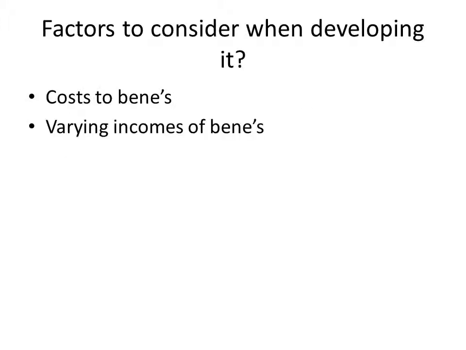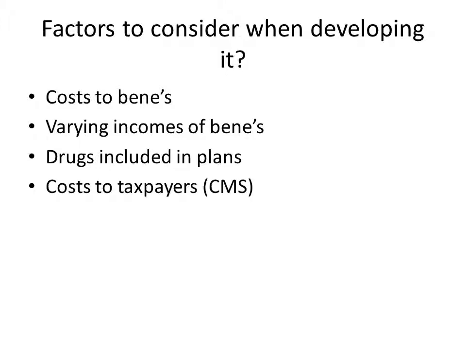All right. So here are just some of the factors. Cost to the beneficiary. Bennies is kind of how people in CMS refer to beneficiaries. So varying incomes of the bennies, the beneficiaries, the people receiving Medicare, drugs included in the plans. We would definitely be concerned about that.